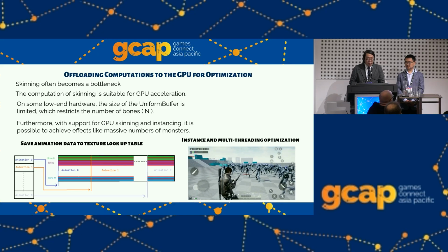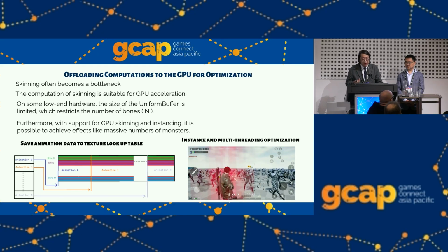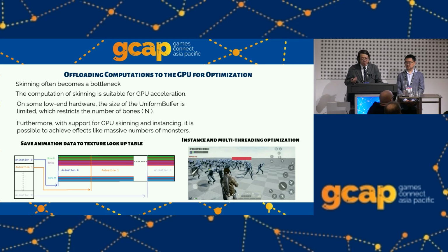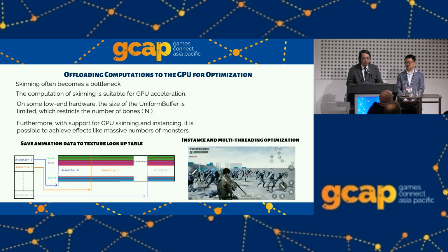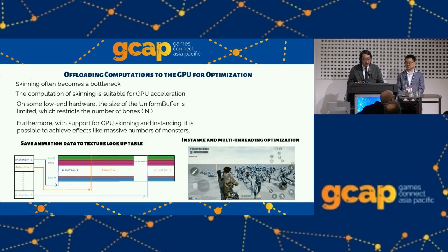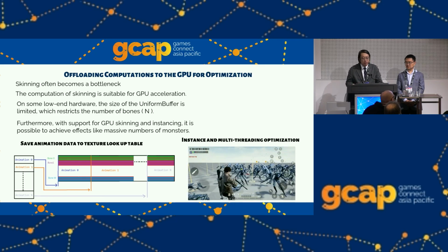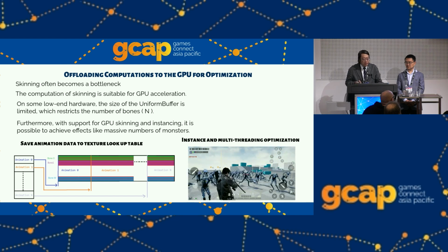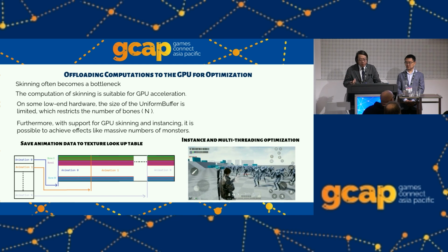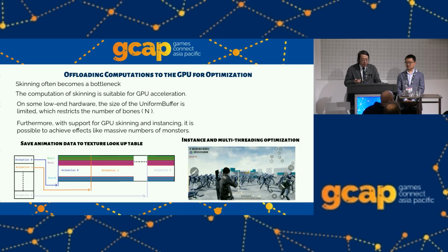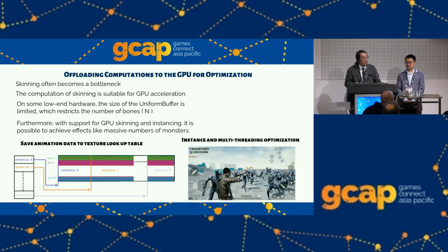We also consider offloading computations that are easily parallelizable from the CPU to the GPU to improve overall efficiency. For example, the vertex skinning calculation from skinned meshes can be performed on the GPU. Additionally, animations can be converted to data textures to avoid per-bone update calculations. Furthermore, instancing can be utilized to render swarms of monsters, as shown in the bottom right figure, thereby expanding the gameplay possibilities on mobile devices.